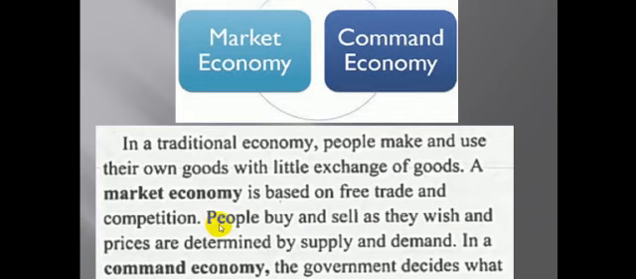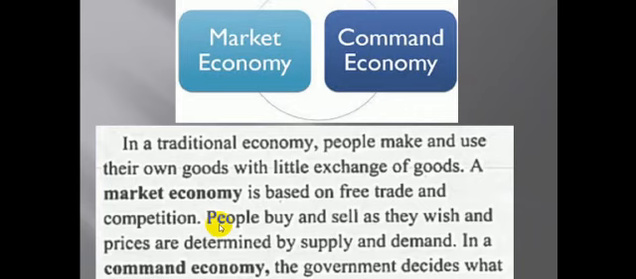We have two types of economy. We have market economy and command economy. Again, market economy and command economy. In a traditional economy, people make and use their own goods with little exchange of goods. That's before. In very ancient civilizations, people didn't have money. They used to exchange things with each other.